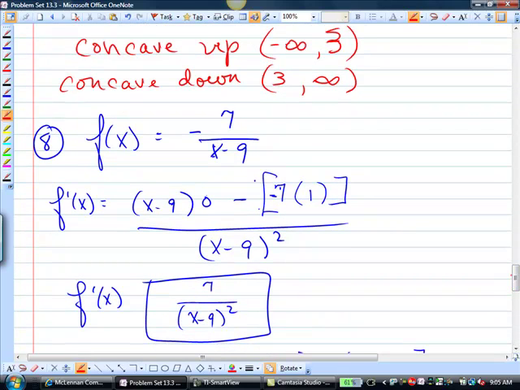This one is, again, a quotient. And I've done the first derivative. I want you guys to try the second derivative after you write down the first derivative. That'll be good practice for us. Bottom times the derivative of the top, and remember that the derivative of a constant is 0, minus the top times the derivative of the bottom, over the bottom squared. Okay? So after you get that written, try to get the second derivative.